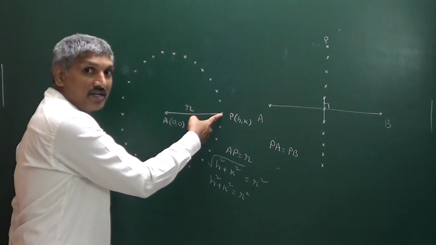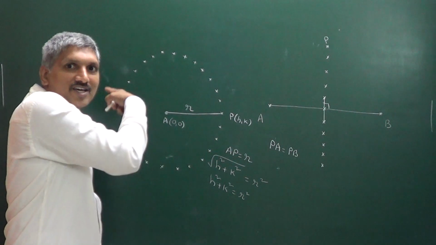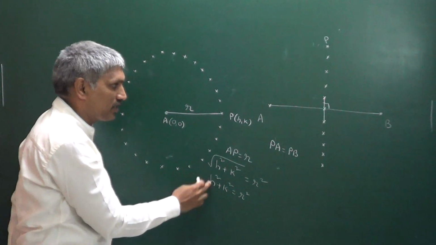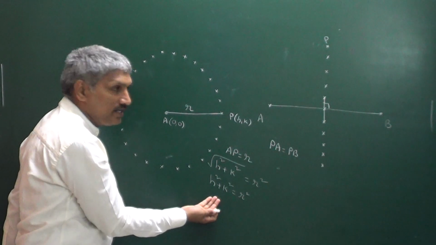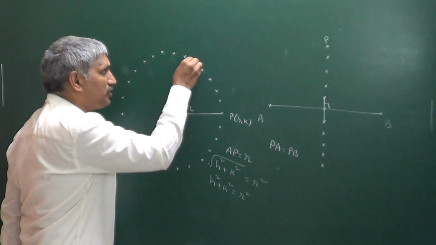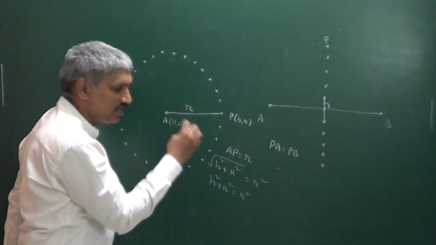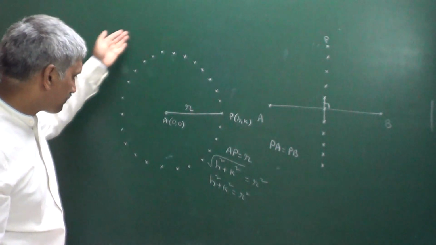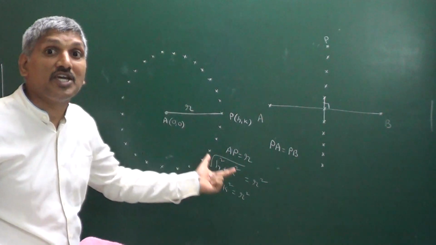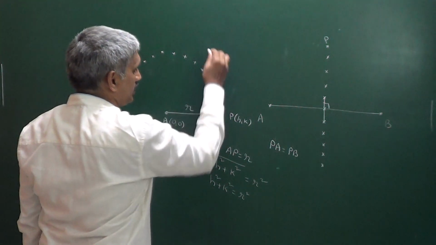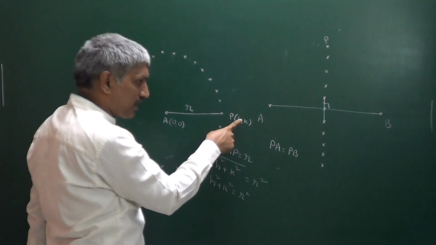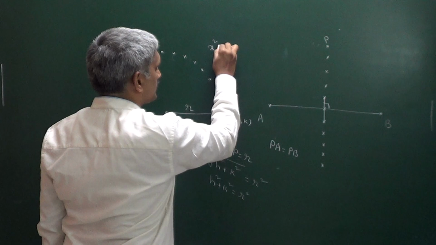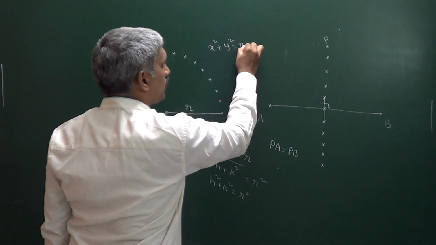That means this point satisfies this equation. But there are so many such points, right? Similarly, with this point we get another equation, and with another point another equation. For all these points, in place of h comma k, if you write x comma y, you will get the locus equation. So that is the locus of the moving point h comma k: x square plus y square is equal to r square.